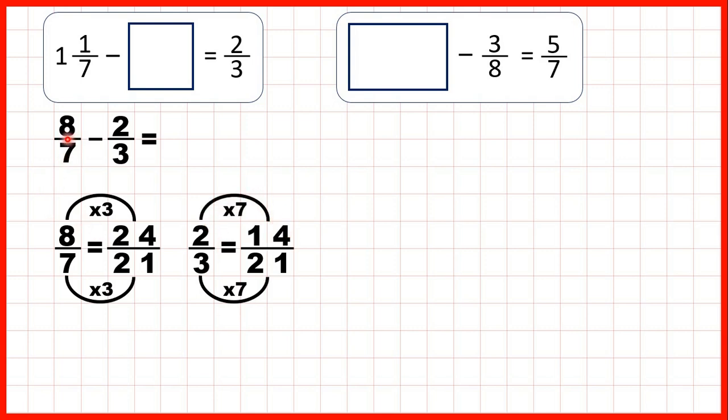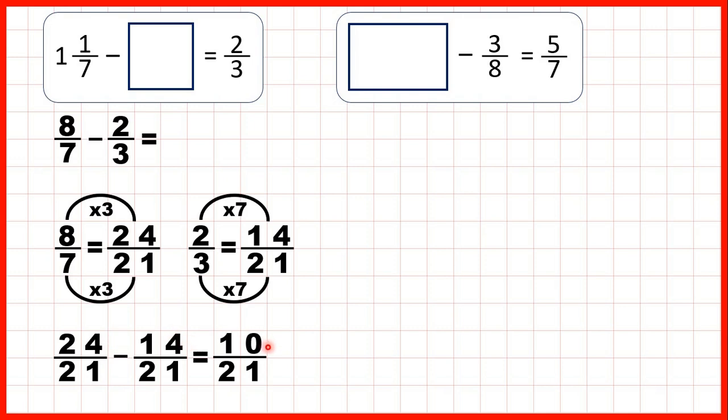So we can rewrite our question. Instead of 8/7, we can write 24 over 21, and instead of subtracting 2/3, we can subtract 14 over 21. So now that we have a common denominator, we can subtract our fractions. The denominator stays the same in our answer, and 24 minus 14 is 10, so our missing fraction is 10 over 21.